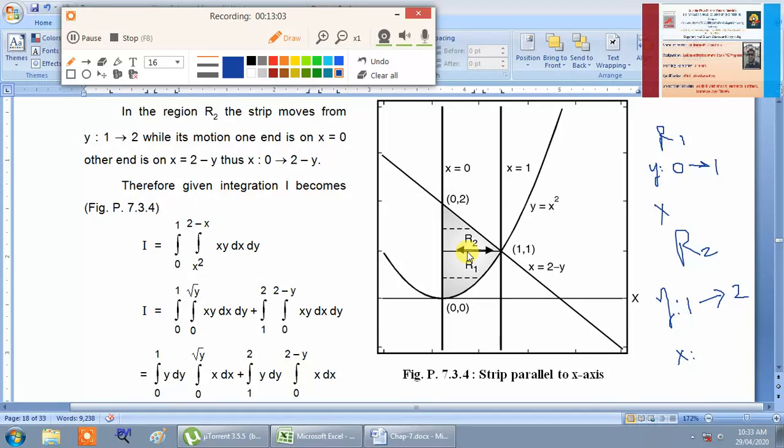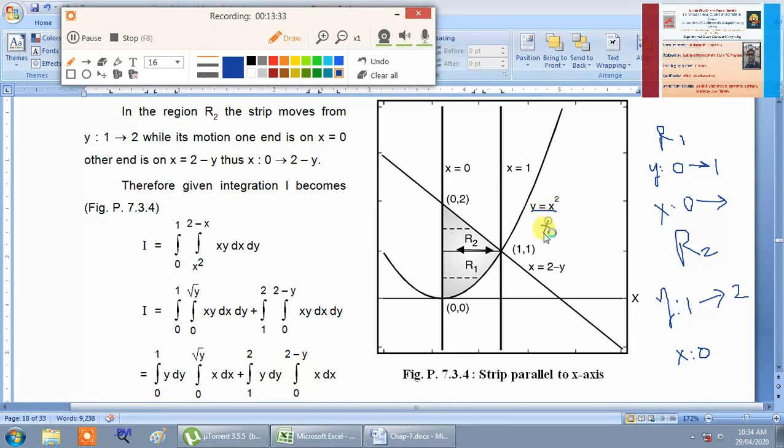For that, look at the ends of the strip. You will observe that the left end of the strip in R1 and also in R2 sticks on the y axis, and the equation of the y axis is x equal to 0. So the left end is on x equal to 0, here also the left end is on x equal to 0, whereas the right end, in region R1, is on the equation of the parabola. What is the equation of the parabola? y is equal to x square. I require the value of x, so here I am having x square.